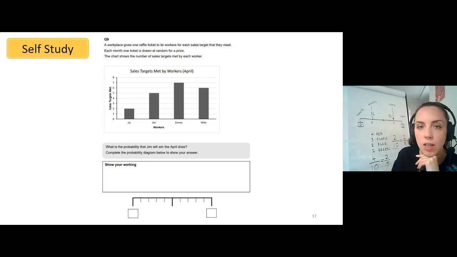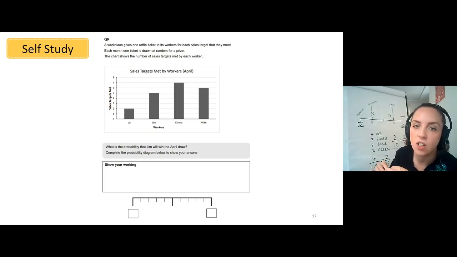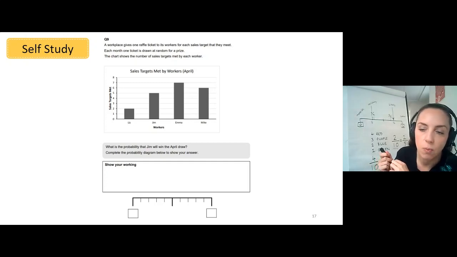I can send you the presentation so you can have a go at it and have a look at it properly, because we're getting time ticking away on today's tutorial as well. But if we have a read through: a workplace gives one raffle ticket to its workers for each sales target they meet. Each month, one ticket is drawn at random for a prize. The chart shows the number of sales targets met by each worker. What is the probability that Jim will win the April draw? Complete the table probability diagram below and show your answer.